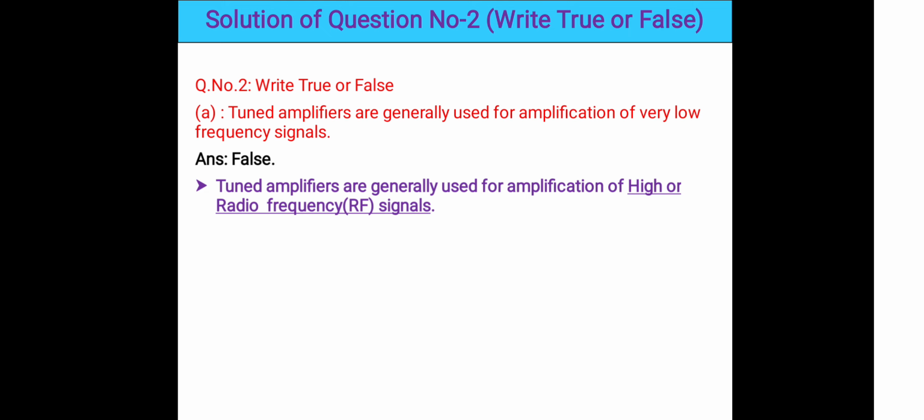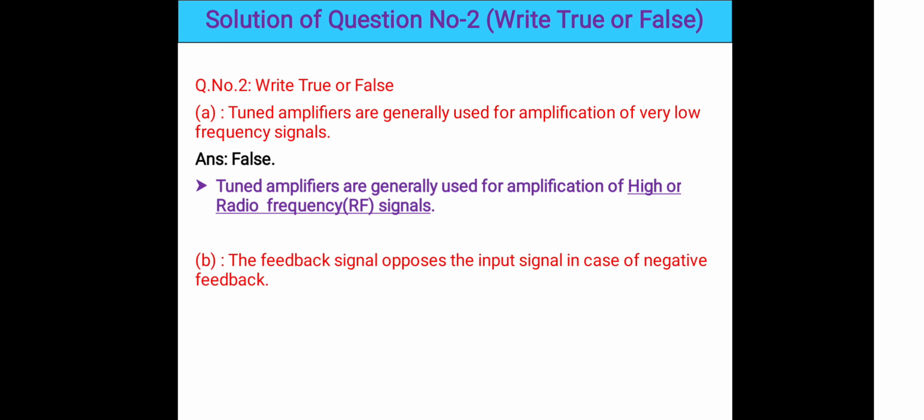Remember it, the bandwidth is very small, they use a narrow bandwidth, but the signal is a radio frequency or high frequency signal, and they amplify in a specific range of frequency. That means the bandwidth will be less. So remember this point. Next, the feedback signal opposes the input signal in case of negative feedback. This statement is true, because the feedback signal opposes the input signal in case of negative feedback.